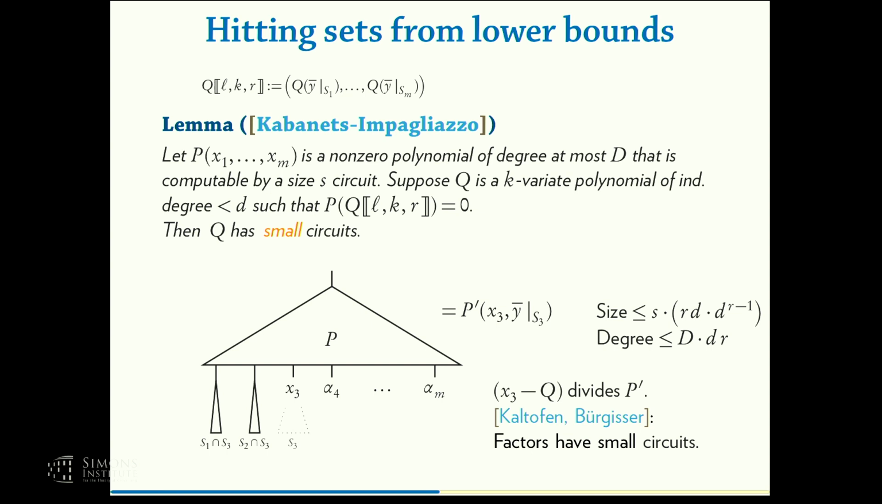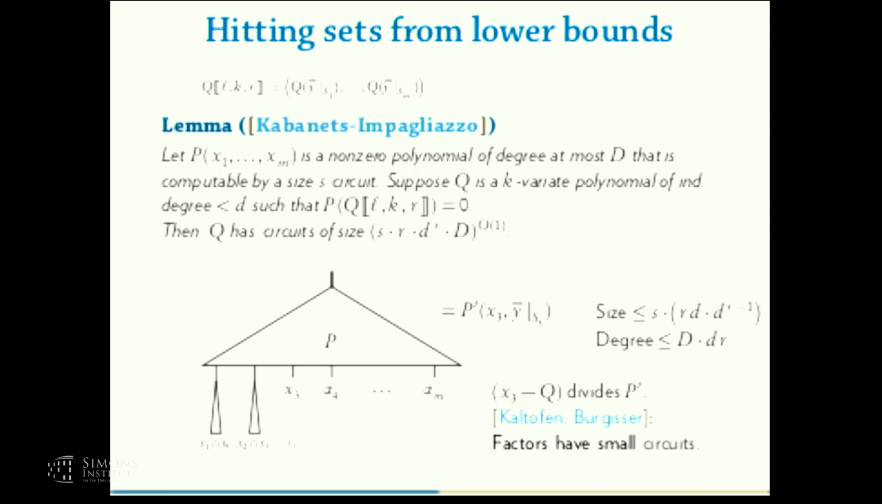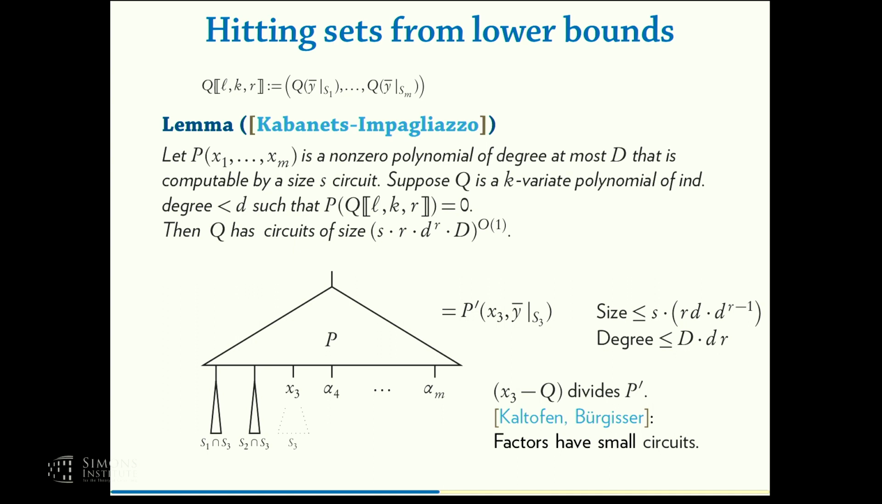So there's a simpler proof of Peter-Burgiser. You could just use this, pull out x3 minus q and set x3 equal to 0. That basically finishes the proof of Kabanets and Impagliazzo. Just to write down the formal statement, the size that you end up getting is going to be the size of this P prime, times a polynomial factor because of whatever this factorization algorithm does. Are there any questions so far?